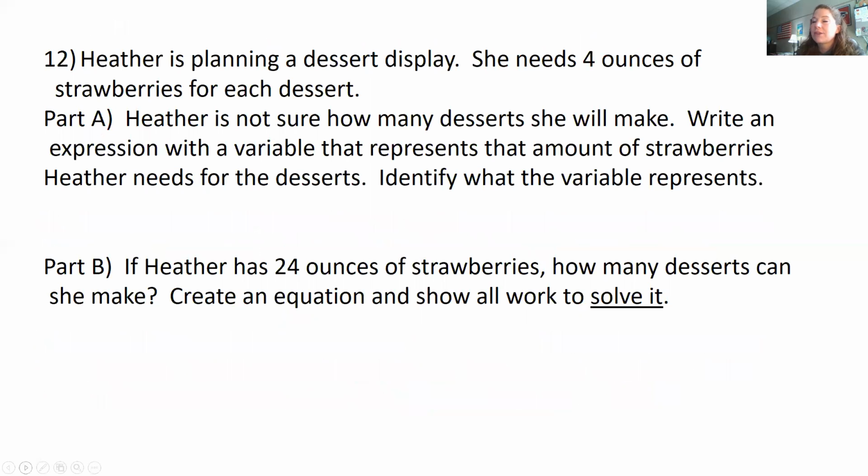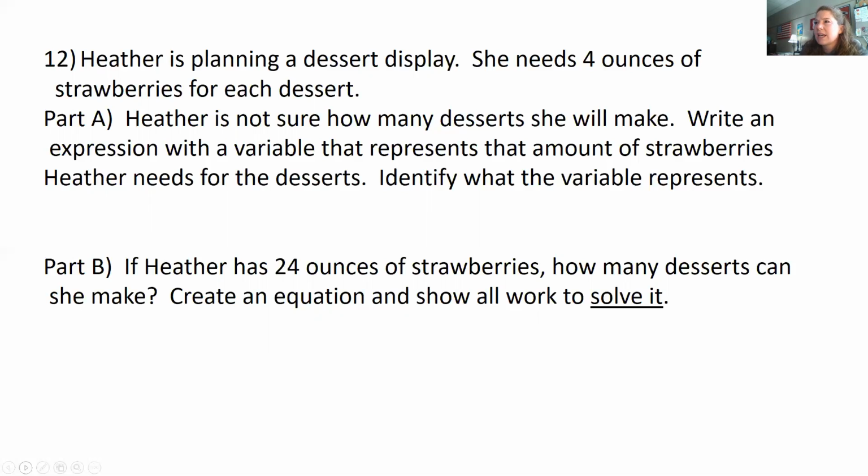All right, number 12, Heather is planning a dessert display. She needs 4 ounces of strawberries for each dessert. Heather is not sure how many desserts she will make. Write an expression. Now remember, an expression does not have an equal sign. Write an expression with a variable that represents the amount of strawberries Heather needs for the desserts.